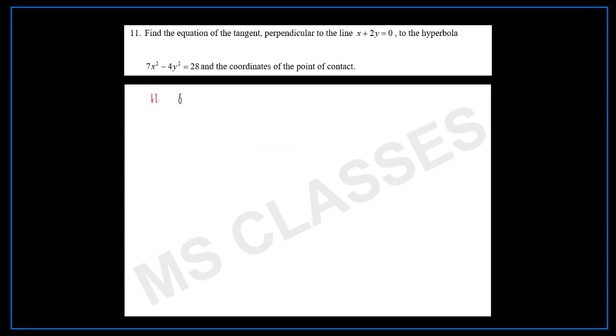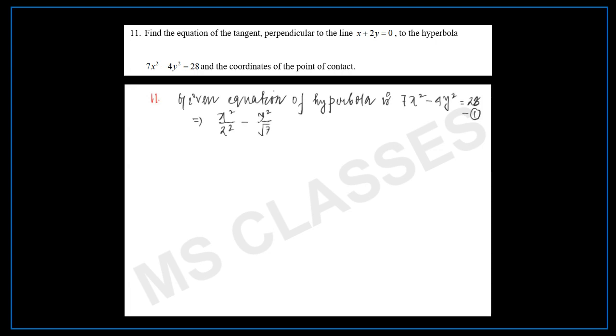A given equation of hyperbola is 7x squared minus 4y squared equal to 28. So this is marked as equation 1. Now on further simplification of this equation we get x squared by 2 squared minus y squared by root 7 whole square equal to 1.